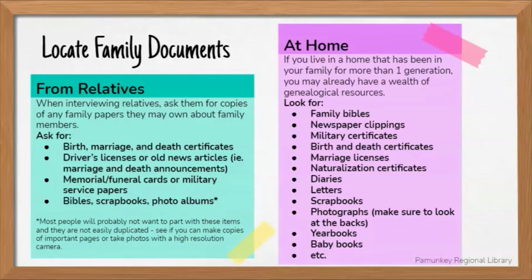And then at home. If you live in a home or if you have access to a home that's been in your family for more than one generation, you may already have a wealth of genealogical resources that you don't even know about. Things to look for: family Bibles, newspaper clippings, or just full newspapers, military certificates, birth and death certificates, marriage licenses, naturalization certificates, diaries, letters, scrapbooks, photographs. Note for photographs, make sure to look at the backs. A lot of people used to write dates, names, places, things like that on the back of photographs. And then yearbooks, baby books, etc. General family memorabilia.